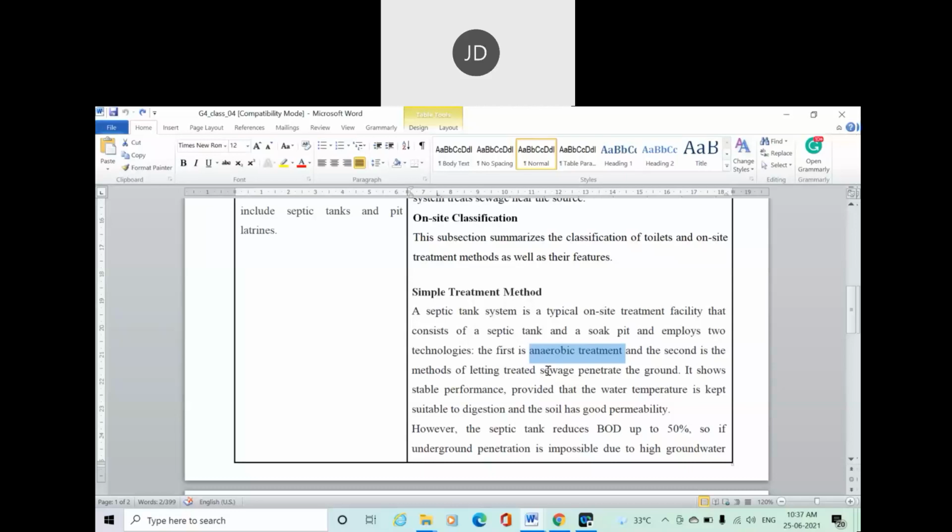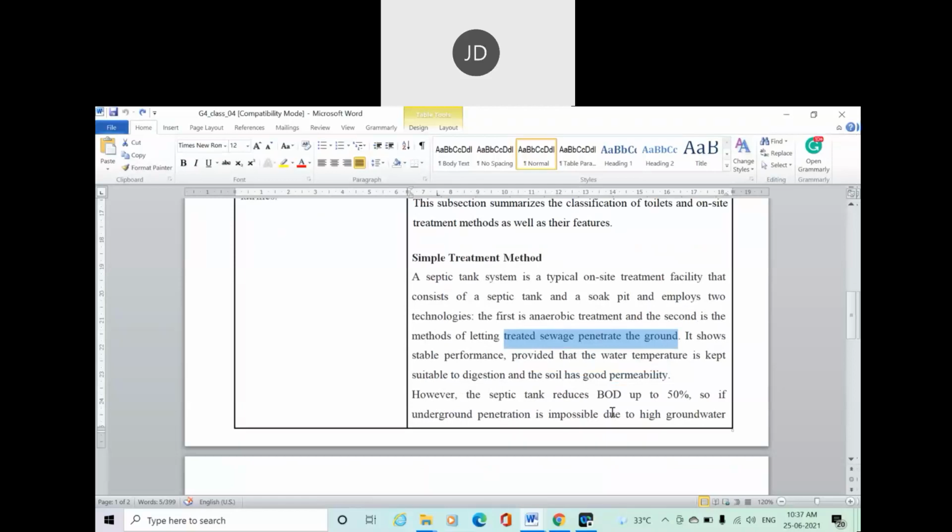So after the anaerobic treatment of the waste in the septic tank, the water is connected to the soak pit, where the wastewater is allowed to penetrate into the ground. So it is basically the second phase. The treated sewage penetrates the ground. The septic tank also reduces the BOD up to 50% basically.